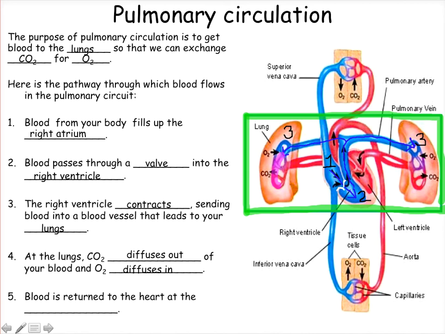And actually, I guess we should call this 4, the exchange of oxygen here. Okay, from there, our blood is newly oxygenated and we need to return it to the heart. And the spot that we're going to return it to is this one here. I'll label it 5.